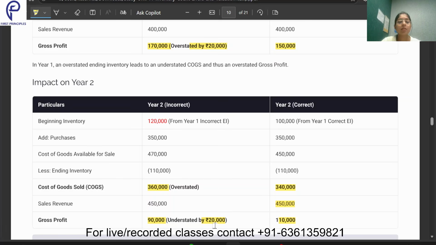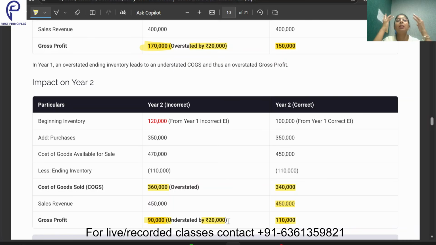So because of this overstatement of the ending inventory, this is a self-correcting error. The formula works in such a manner, the calculation is in such a way, that this error is auto-corrected. Why? The correct profit over here should be 1,50,000, but we reported 1,70,000. Now my ending inventory is overstated. When I did the calculation, 1,10,000 is my actual gross profit, but we are calculating 90,000. So this is 20,000 lower. Here it was 20,000 higher, and here it is 20,000 lower.